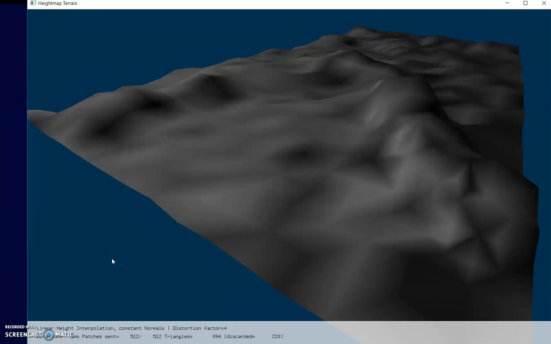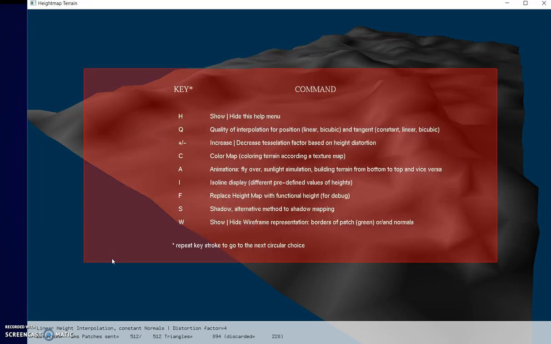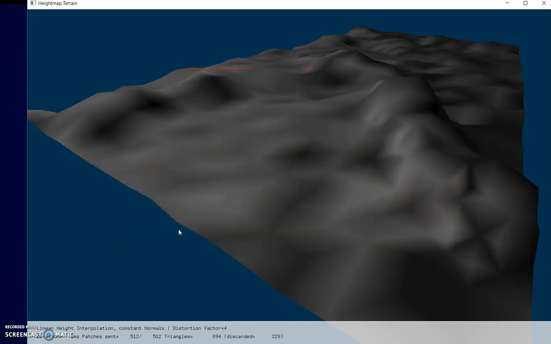Welcome to this brief presentation of my HealthMap terrain application. You can display the help menu by pressing the H key, and you will have the list of the available commands and the associated keys there, and you can press the H key once again to hide this menu.